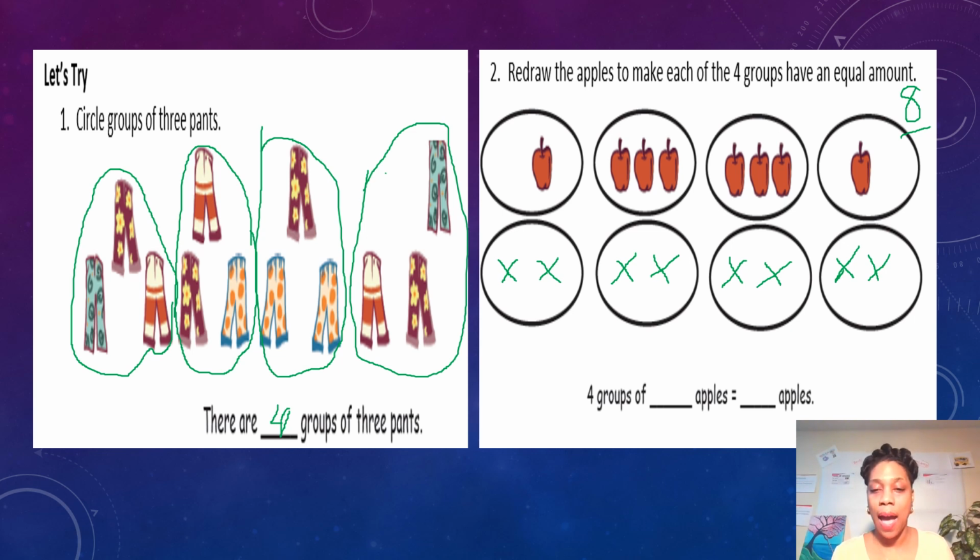So 4 groups of 2 apples equals, and we know the total is going to be 1, 2, 3, 4, 5, 6, 7, 8. 8 apples. All right, I want you to go to the next slide.